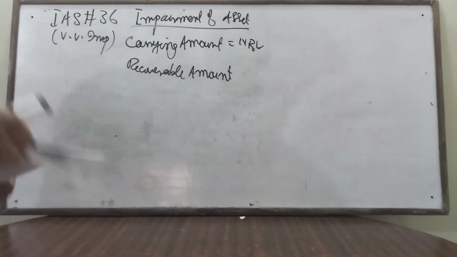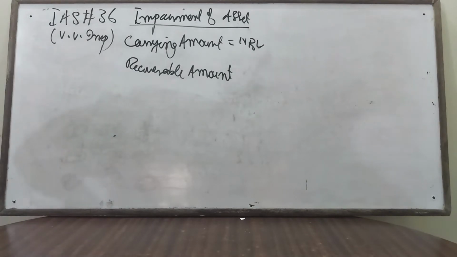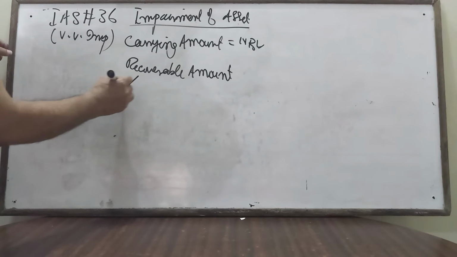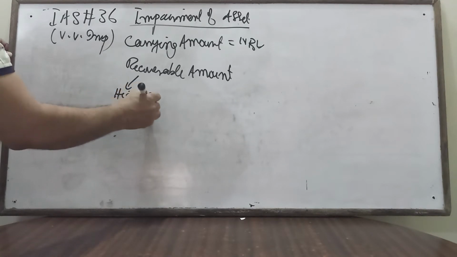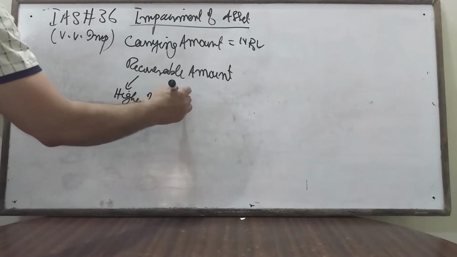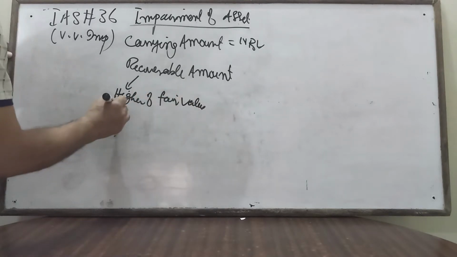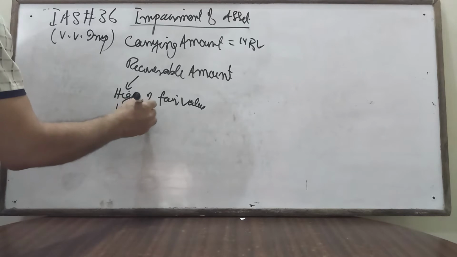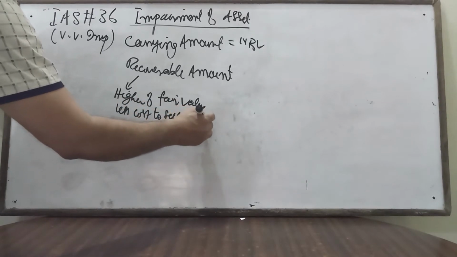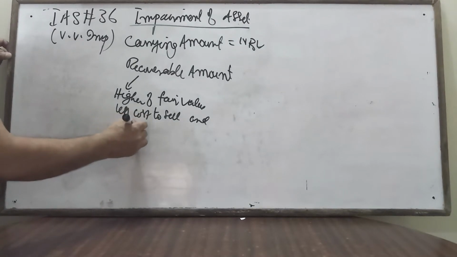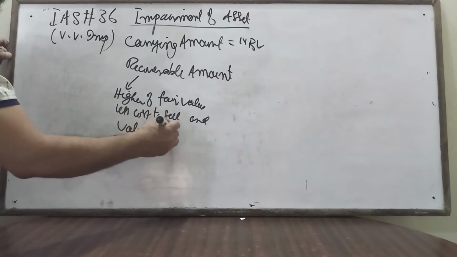You can note this down. You cannot find this in the IAS, because the IAS does not explain everything in detail. So the recoverable amount is the higher of fair value less cost to sell and value in use.